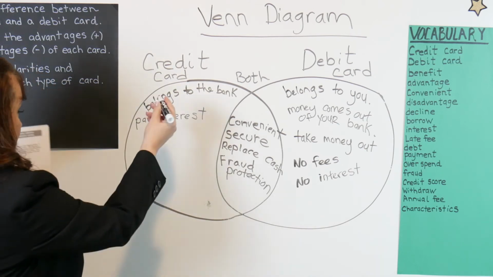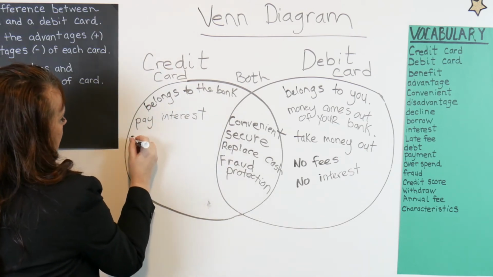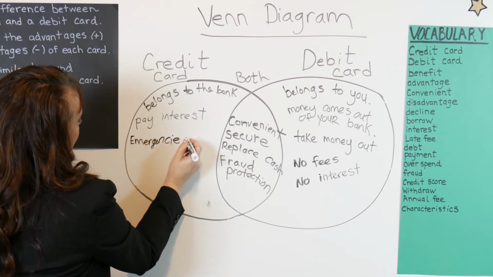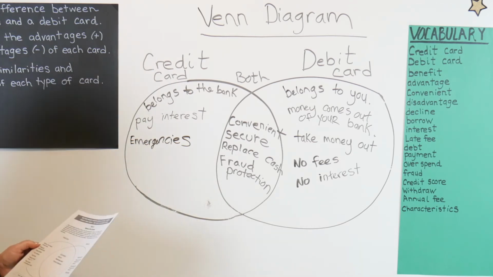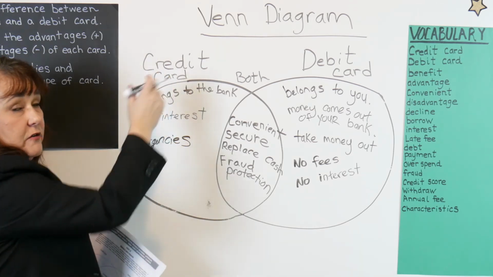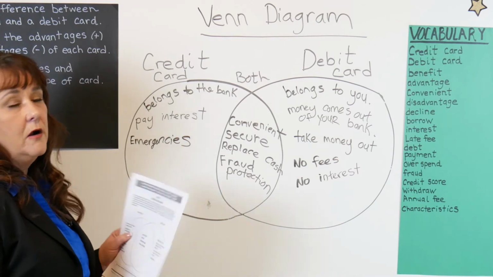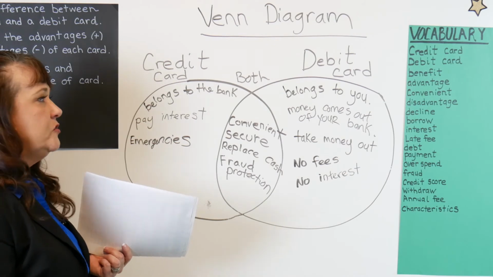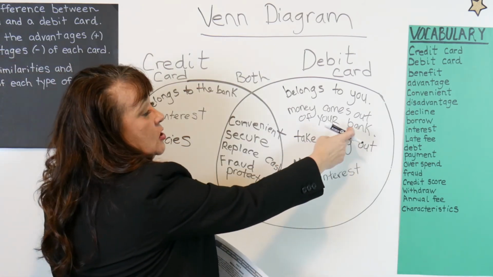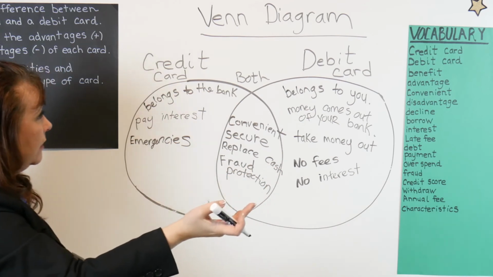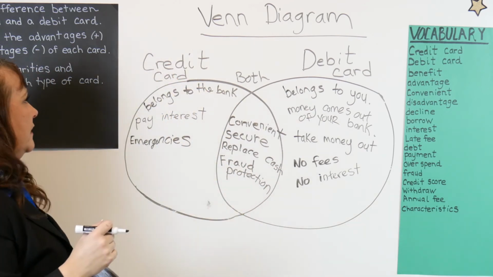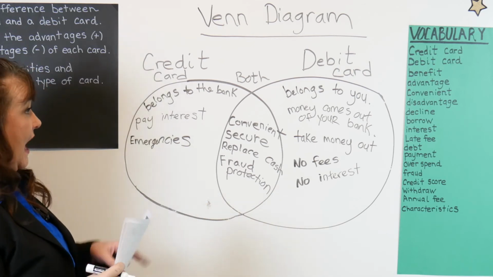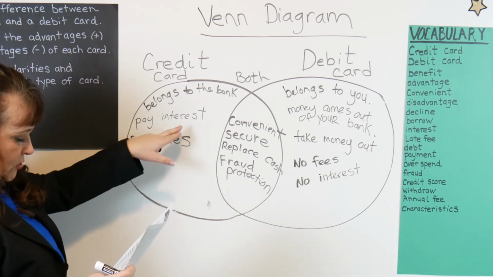There are some advantages to credit cards. Credit cards are great for emergencies. If you have an emergency, you can use your credit card. Maybe your car breaks down and you need $500 to fix it, and you don't have any of the money in your bank. You can borrow the bank's money using the credit card for an emergency. But remember, pay it back or you might have to pay interest.